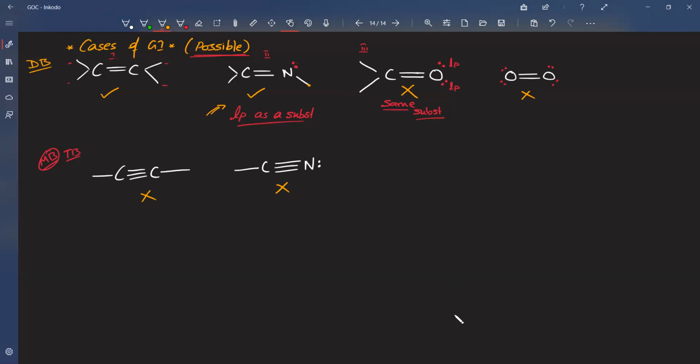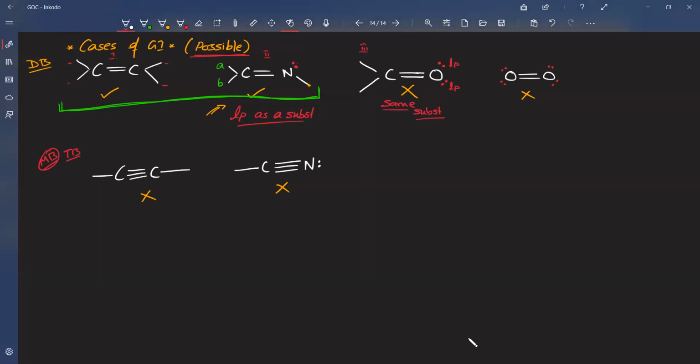That means geometrical isomerism in your entire organic chemistry syllabus will be only these two situations. First, in case of a carbon-carbon double bond, both the substituents on both the carbons should be different. And in the second case, if you have different substituents here, you have geometrical isomerism. And the same thing will be applicable for the ring structure as well.